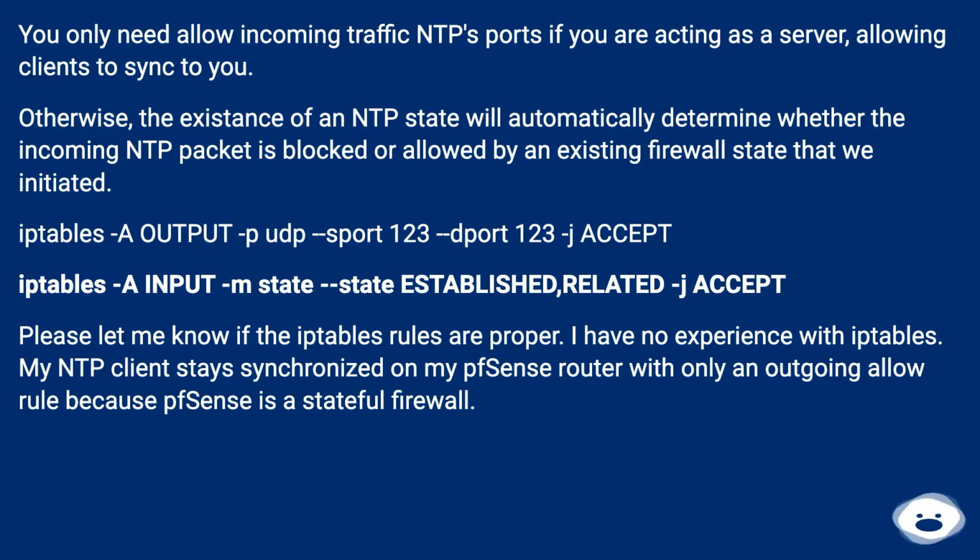iptables -A OUTPUT -p udp --sport 123 --dport 123 -j ACCEPT. iptables -A INPUT -m state --state ESTABLISHED,RELATED -j ACCEPT. Please let me know if the iptables rules are proper. I have no experience with iptables.